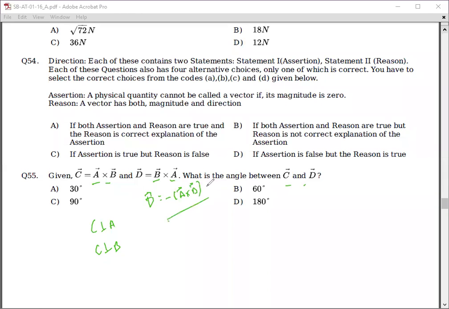Yes or no? हाँ या ना? Sir, B cross A is minus A cross B. Now we know that C vector is equal to minus of D vector. So obviously the angle is 180 degree. Done, done, done. Easy, super easy.